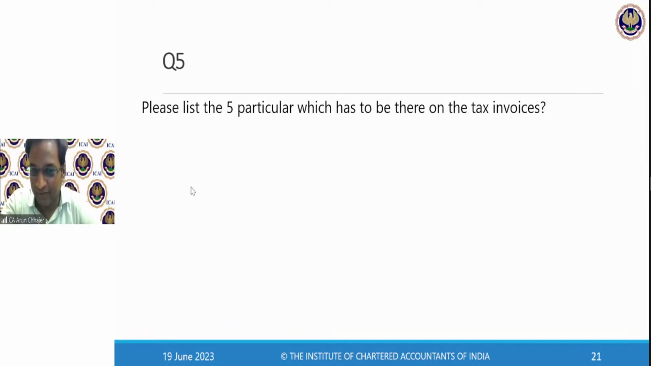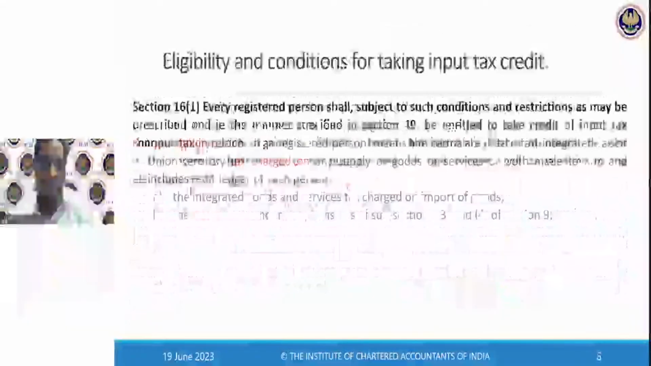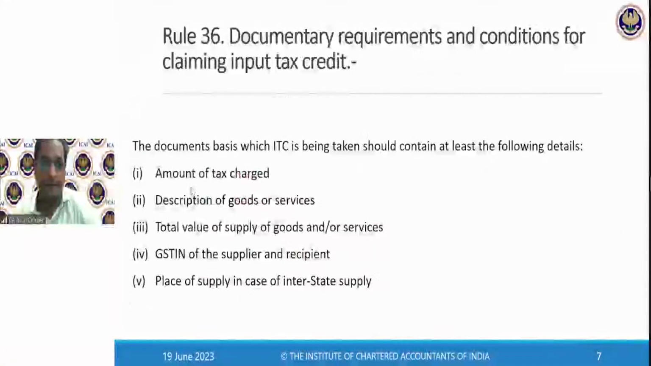Yes, Mohammed. Anjala Khatri has given the invoice, supply name, GST. Okay, so some parts are correct. Darshan, amount. Some parts are correct, not all. No problem. You all can at least recall those 5 things. What are the 5 things? Amount of the taxes, description, value, GST, and POS.